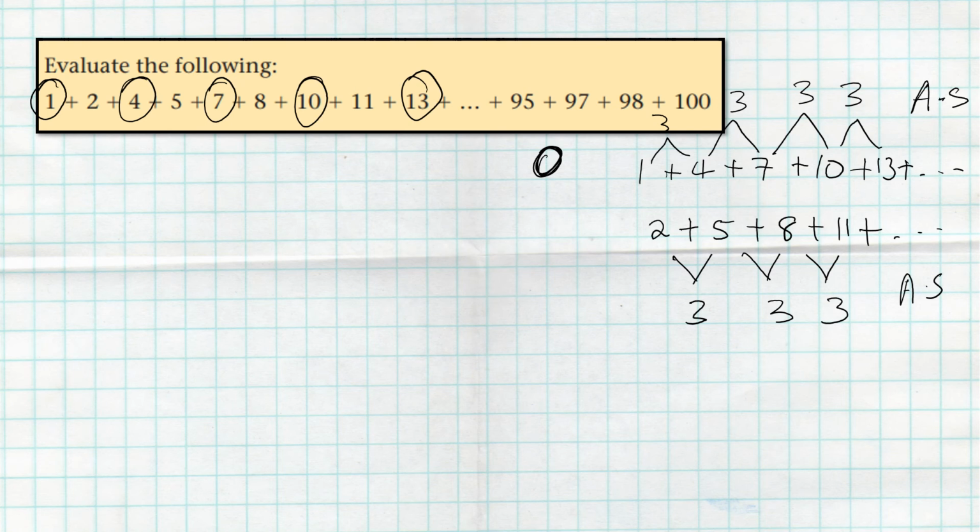So the question said calculate what? The sum. When they say evaluate the following and they give you a summation, they need the answer of the whole sum. Because now you can see it's a combination of an arithmetic and an arithmetic sequence, so we need to get that sum.